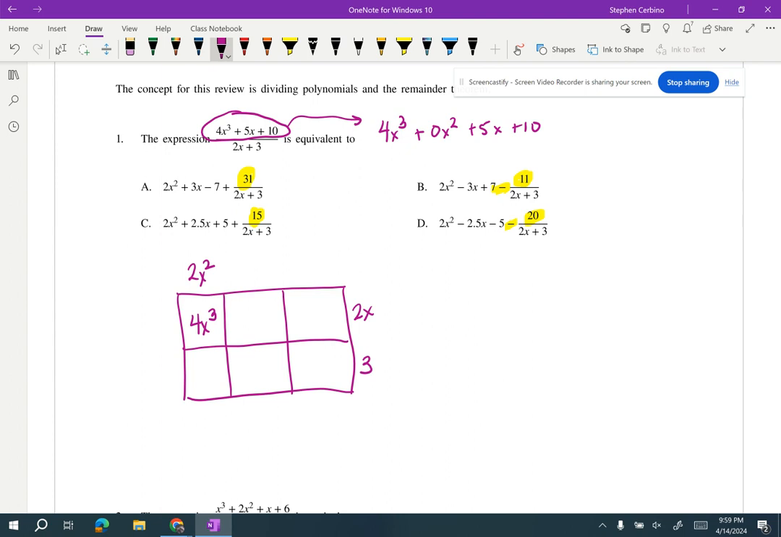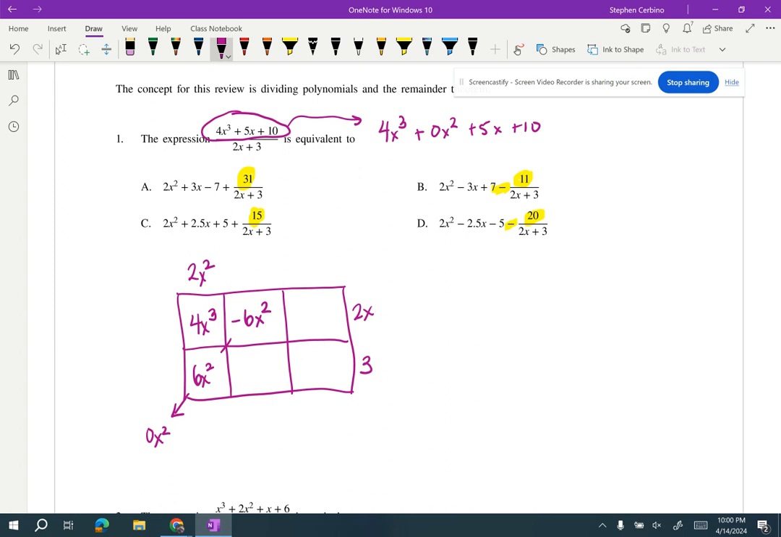So now we can do some multiplication. 2x squared times 3 makes 6x squared. And these two boxes together have to equal our next term, 0x squared. So we need to add something to 6 to make 0. That would be negative 6. And we want those terms to be like terms, so we'll say negative 6x squared.